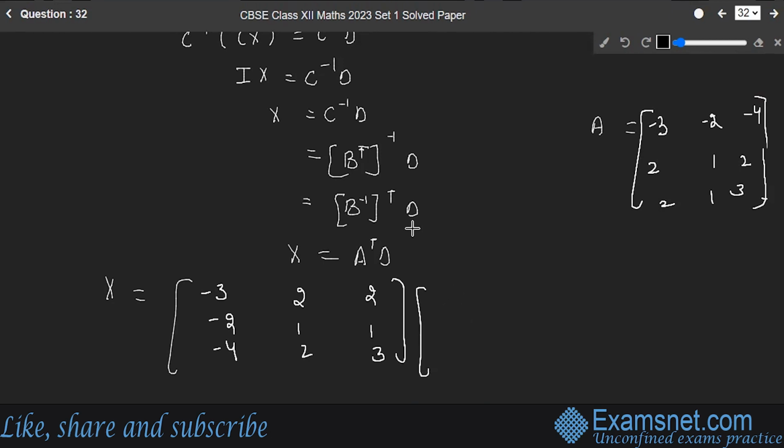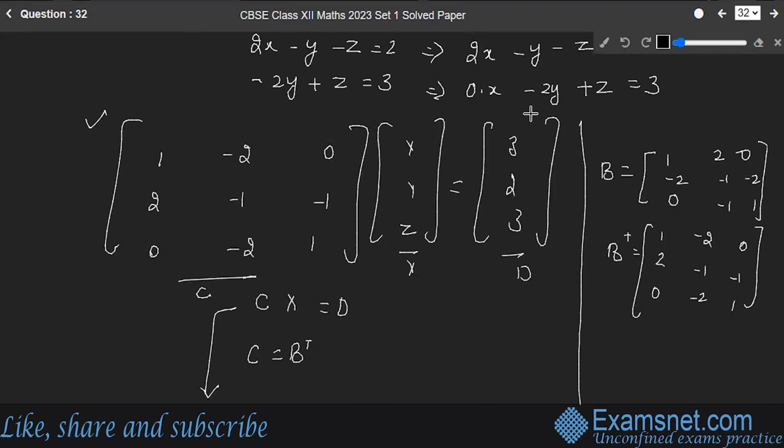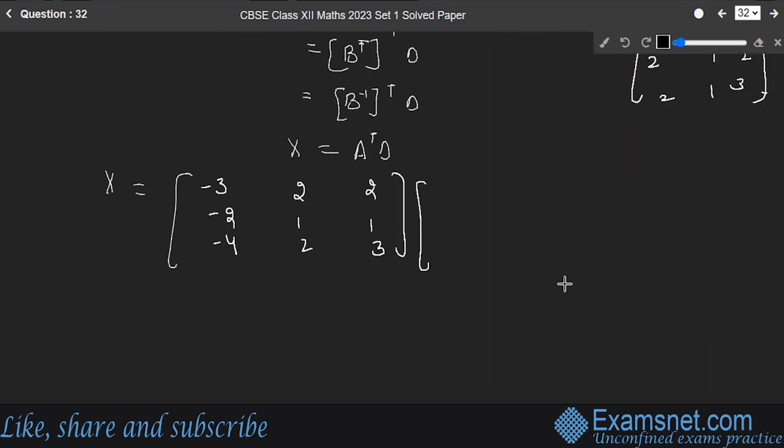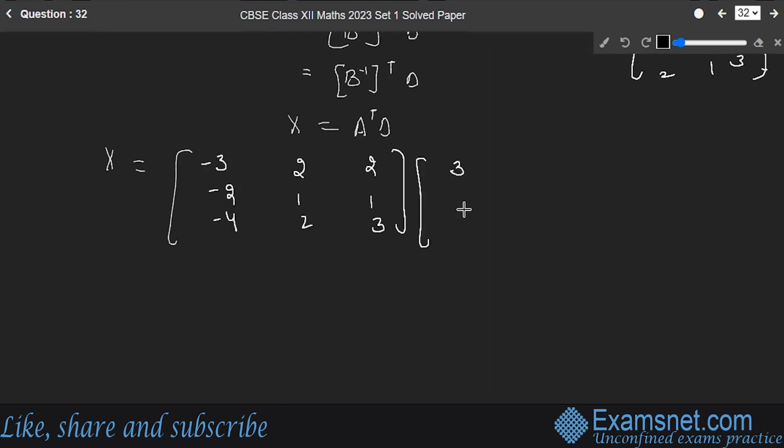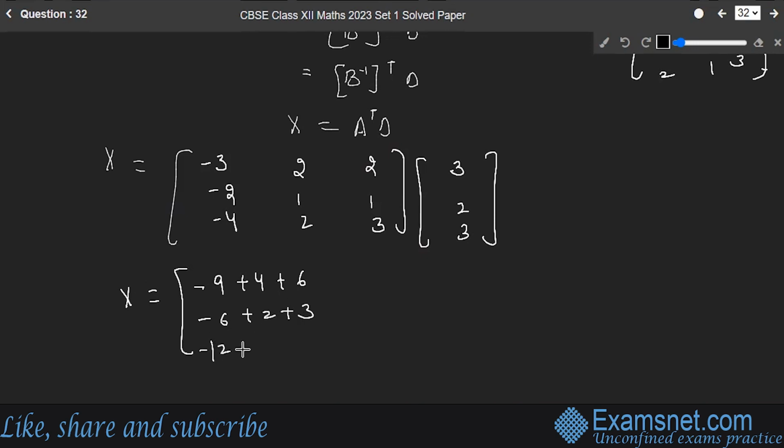Into D, D was equal to, what was D? It was 3, 2, 3. Okay, so X matrix becomes minus 3 into 3, that is minus 9, plus 2 into 2, 4, plus 3 into 2, 6, minus 6, plus 2, plus 3, minus 12, plus 4, plus 9, that is equal to 1, minus 1, and 1 again.